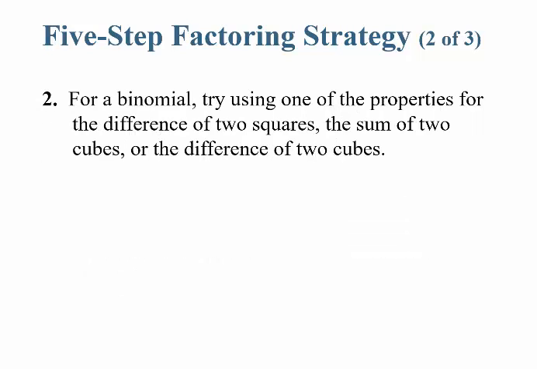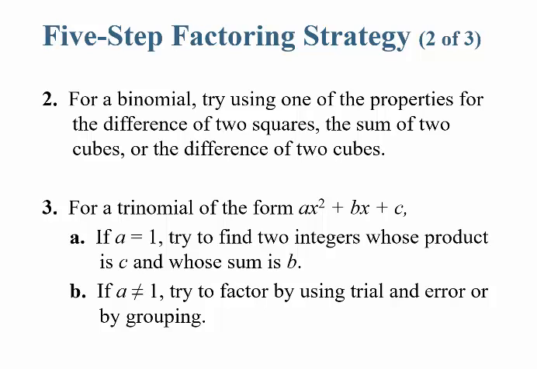All right, for a binomial, try using one of the properties for the difference of two squares, the sum of two cubes, or the difference of two cubes. So for those binomials, try some of the special factoring methods. For a trinomial of this form, ax squared plus bx plus c, if a is equal to 1, then all you're going to do is try to find two integers whose product is c and whose sum is b. You're just going to play a simple number game. If a is not equal to 1, you're going to use the methods I talked about in the previous section. So try factoring by trial and error or by grouping.